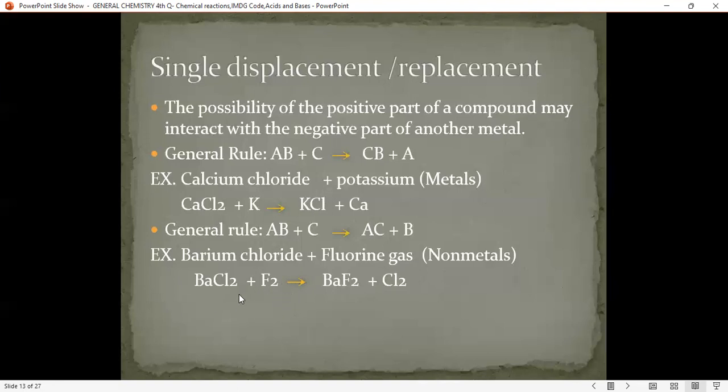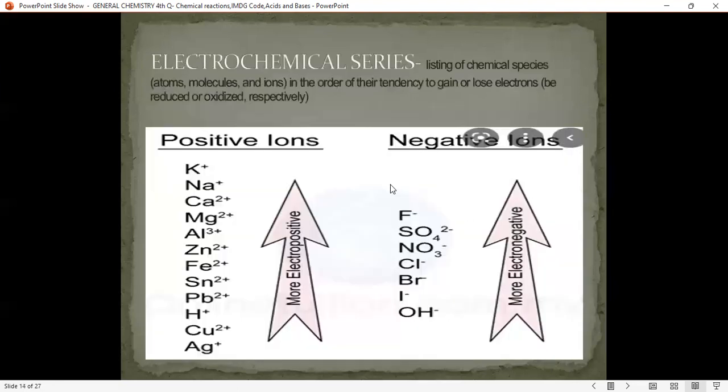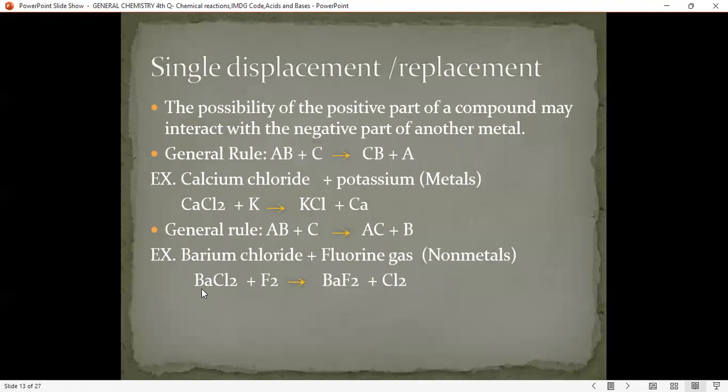All right, so it cannot stand on its own. As long as you are able to see this specific placement or arrangement of our equation, then that refers to single displacement or replacement. So we have BaCl2 plus fluorine. As we can see on our next slide, fluorine is more electronegative than chlorine. The reason why Ba or barium is much more attracted to fluorine this time. Thus, in the product, it will be paired with fluorine, leaving Cl or chlorine as an individual ion.